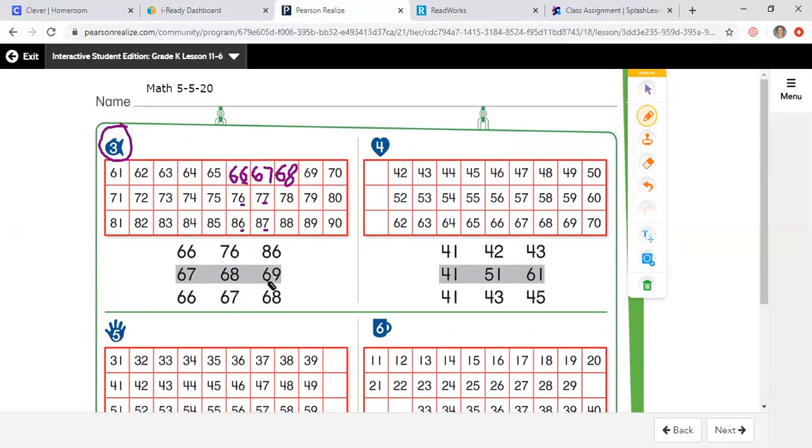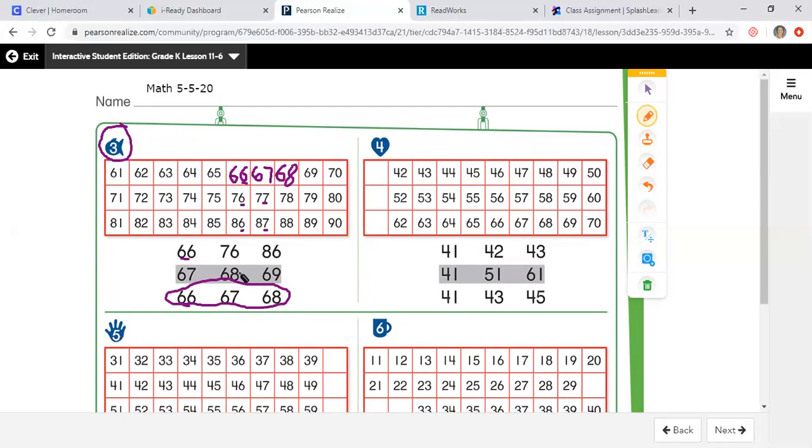67, 68, 69. No, that's correct. That's a good order, but those are the wrong numbers. That's not the numbers we came up with. The numbers we came up with start with 66, right? So it's going to be one of these. What comes after 66? 67, good, and then 68. All right, so our correct answer is right here. There it is, 66, 67, 68. That's what we figured out.